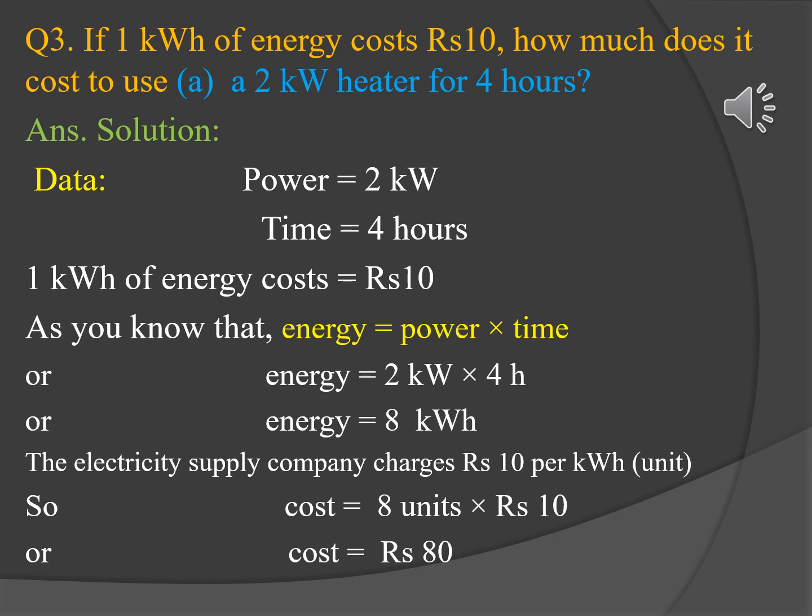As you know that energy is equal to power multiplied by time, or energy is equal to 2 kilowatts multiplied by 4 hour, or energy is equal to 8 kilowatt-hours, the electricity supply company charges rupees 10 per kilowatt-hours, or unit. So, cost is equal to 8 units multiplied by rupees 10, or is equal to rupees 80. Dear students, you can solve the remaining parts of question 3, which are given on this page.